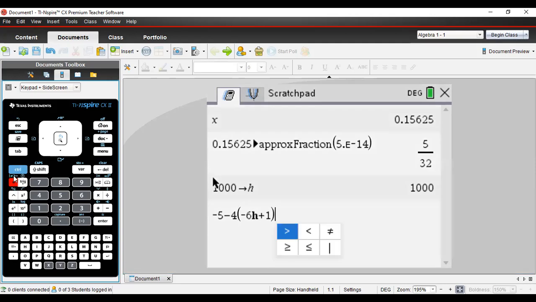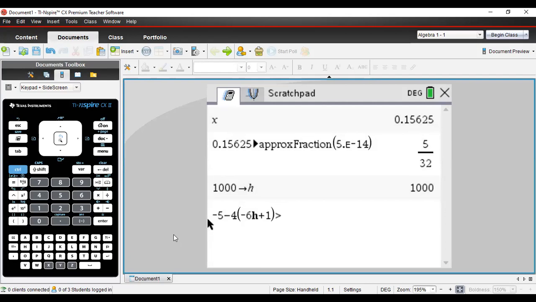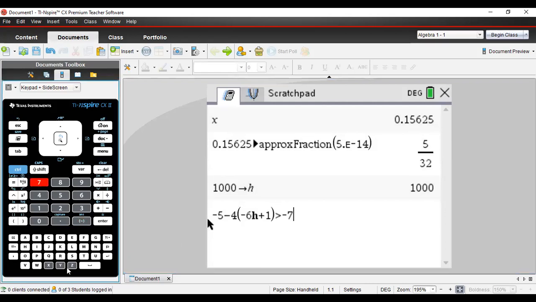Then I get the inequalities. Remember, the inequalities are under control equal. I need the greater than symbol, and then it's going to be negative 7h minus 4 minus h. Then I press enter, and it says true. That basically means that 1,000 is a solution for this, which means that the solutions are going to the right, because it's got to include that.